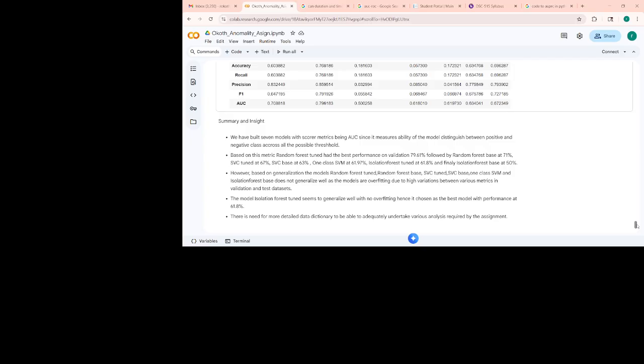Then the model isolation forest tuned seems to generalize well with no overfitting. Hence, it was chosen as the best model with performance at 61.8%. And based on all this, we can see the isolation forest model was best in anomaly detection. Thank you.